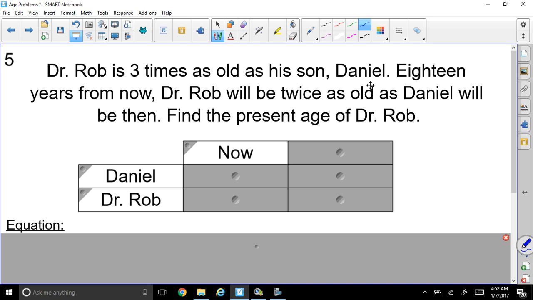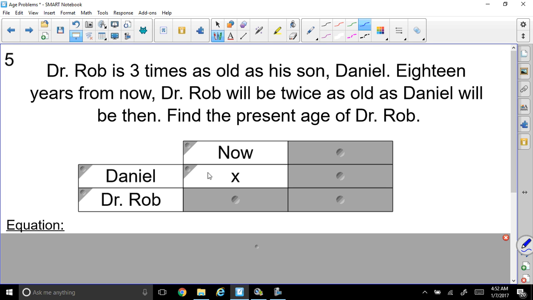So I assume that's now, because this then says 18 years from now, so that's dealing with a future time, and it then talks about what he's going to be. So they don't say what the present age is, so we have to find the present age. So since I don't know how old Daniel is, I'm going to call it X to represent Daniel's age.